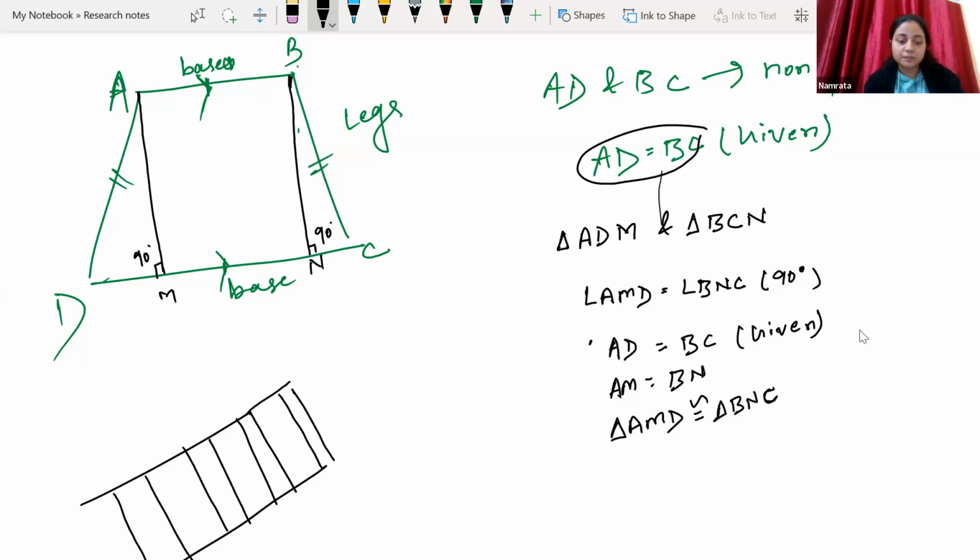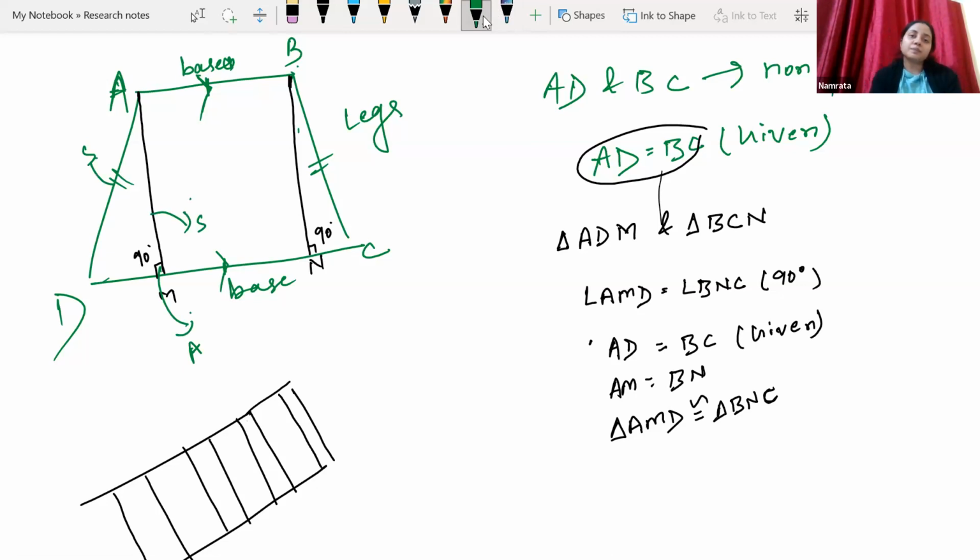Anyone from here? Side angle, angle side angle, let's check. We are using this angle, this side, and this side. Side angle? No.